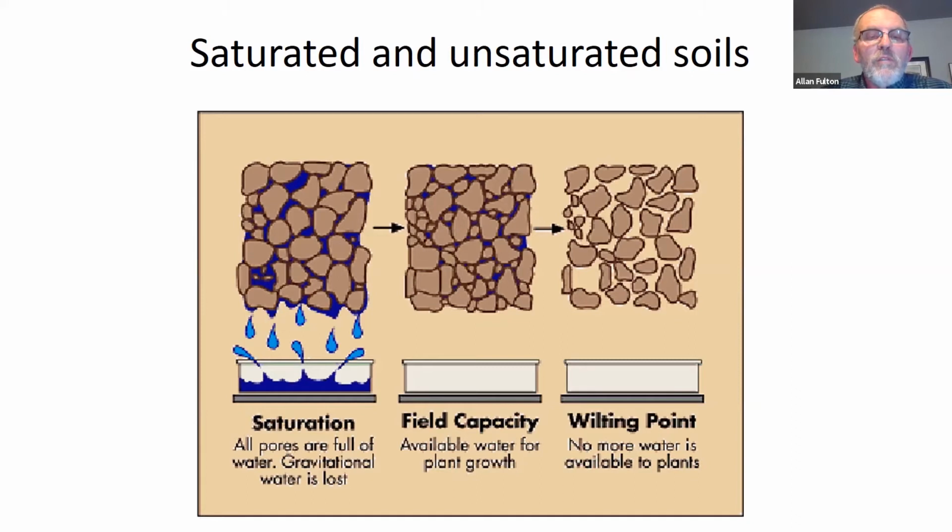At the saturated phase, that water will drain given 24 to 48 hours. Gravity will remove that excess water and it will move to the field capacity state, which is the middle picture. At field capacity, that is the optimum combination of high water content and aeration. The pore space is about 50% water and 50% air.